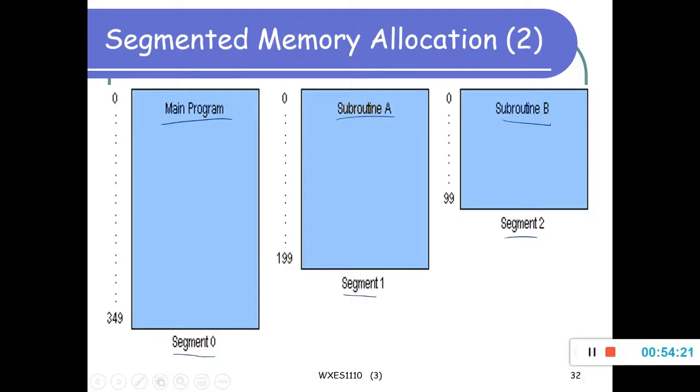Each segment is numbered and a segment map table is generated for each job. The segment map table contains the segment numbers, segment length, access rights, status, and its location in memory when loaded. The segment map table also contains reference, modify, and status bits. So you have a segment map table, SMT.